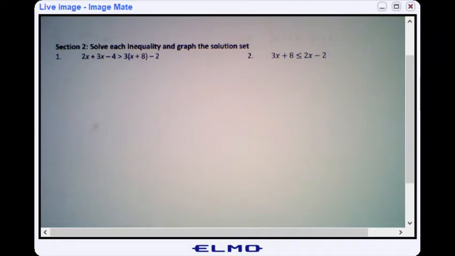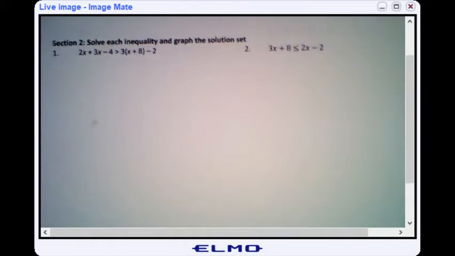We're going to solve each of these inequalities and graph the solution set. Inequalities with variables on both sides are very, very similar to equations with variables on both sides. You just have to remember x's on one side, numbers on the other. Your answer always will include an inequality symbol, and a lot of times we will graph them.